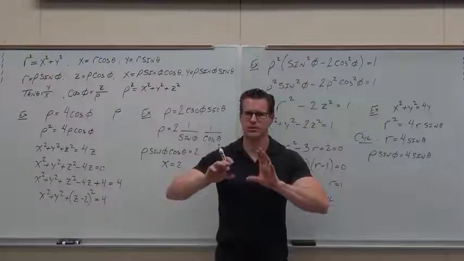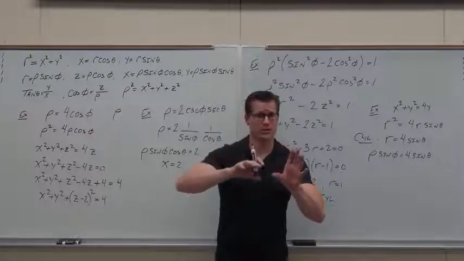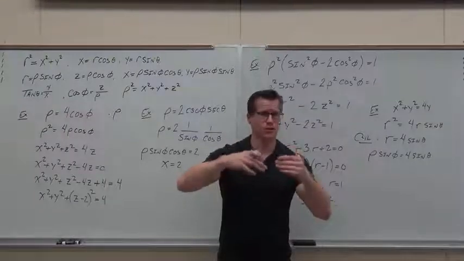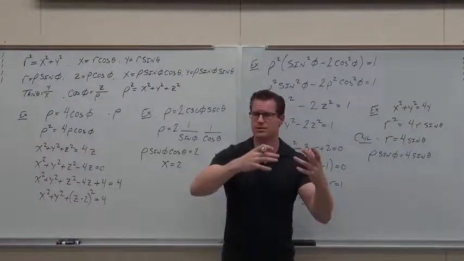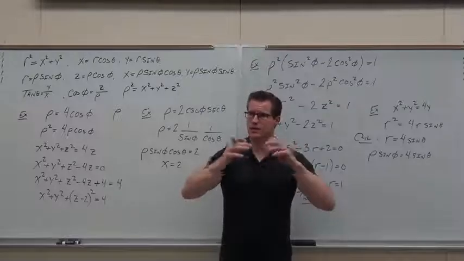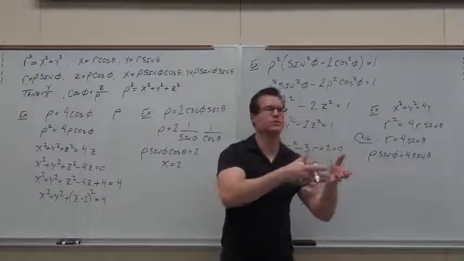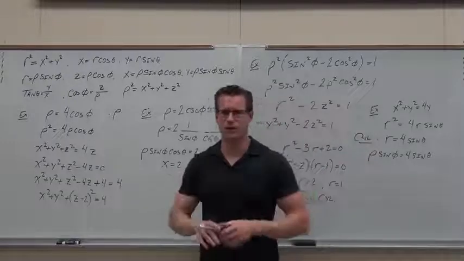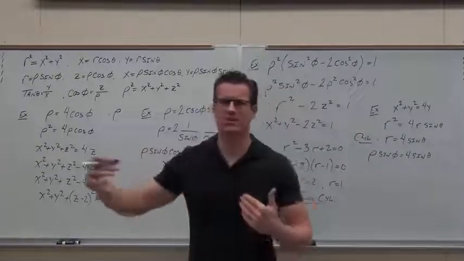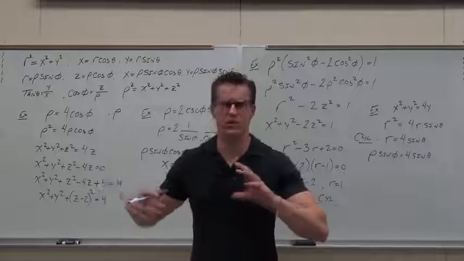Get rid of what you don't want. If I'm trying to get cylindrical, I don't want x's and y's. I want r's and thetas and z's. If I'm getting to spherical, I don't want r's and I don't want z's. So we got to translate those pieces that we don't want out of the equation. Is this clear enough? Is it good enough that you understand it?